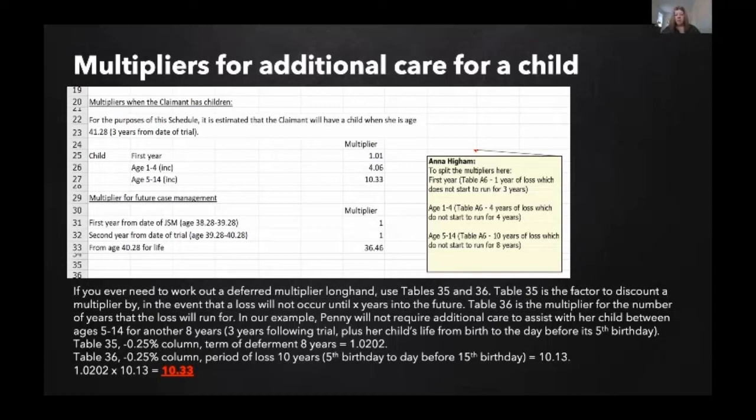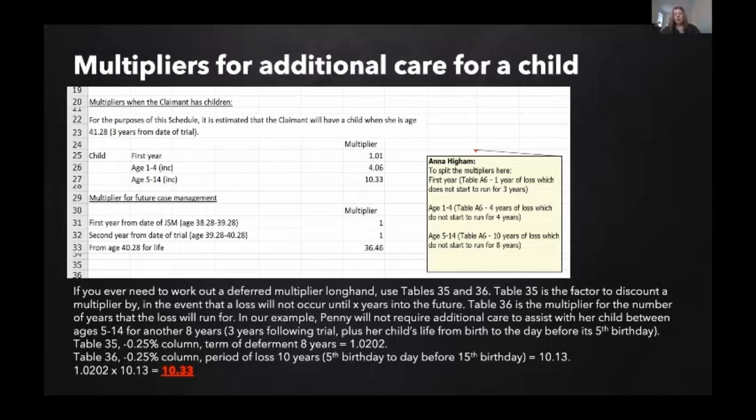You use the same method for ages 5 to 14 inclusive, so that is 10 years of loss, which does not start to run for 8 years, and the multiplier there is 10.33. So that's how you get the multipliers for the years of childcare. And again, you set these out in your multipliers tab in your spreadsheet. One final point about this slide is you'll see from the description, I explain how to work these multipliers out if you don't have table A6. Table A6 is a combination of tables 35 and 36.